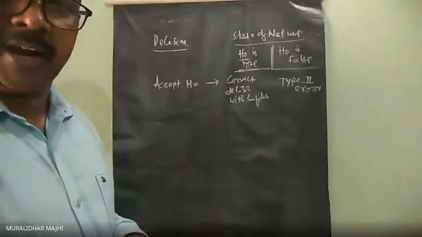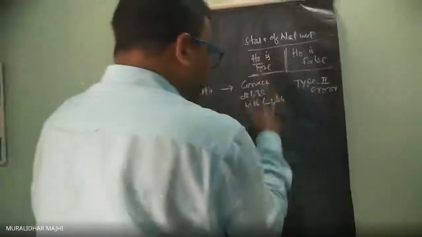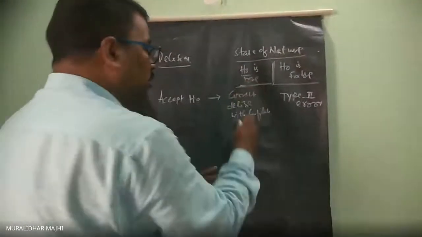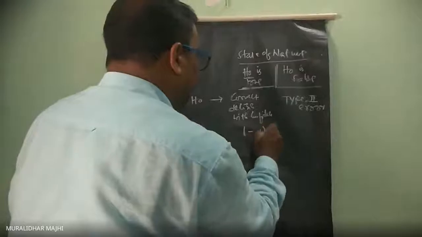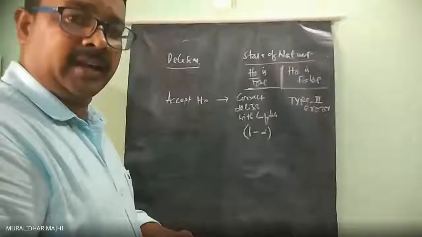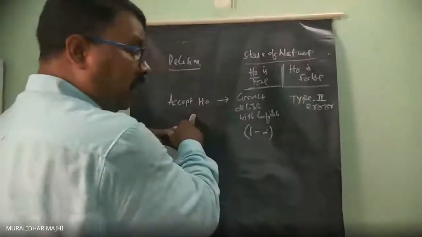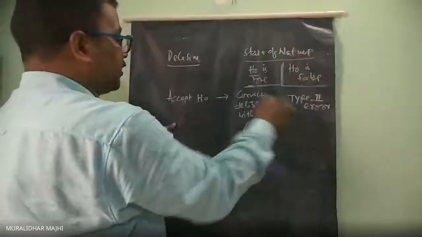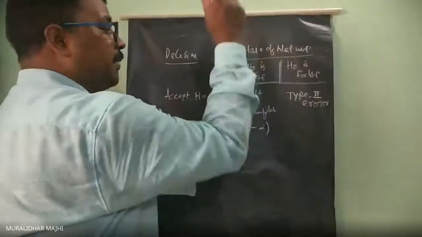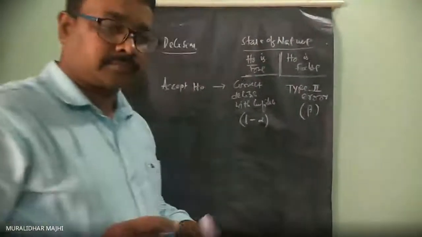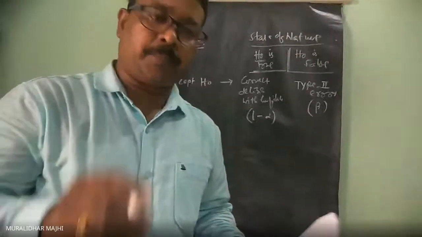Are you getting my point, dear student? So accept H0 when H0 is true, this is 1 minus alpha. And what is type 2 error? When H0 is false, we accept it. It is type 2 error, and I can denote it as beta. Got the point, dear student?